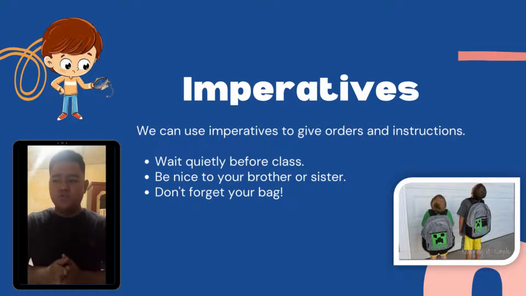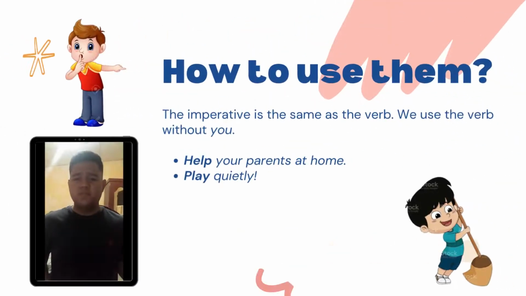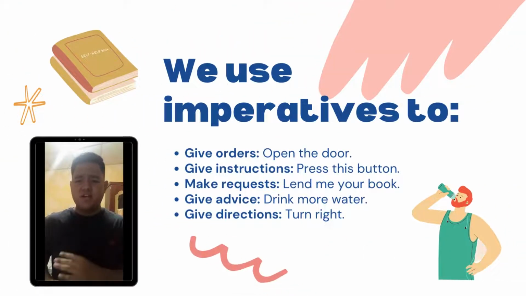And the examples: wait quietly before class. Be nice to your brother or sister. Don't forget your bag. How to use them? How to use imperatives? They are very easy, right? Imperatives are the same as the verb. We use imperatives without the subject, you or we, right? For example, help your parents at home. Play quietly. But of course, we can use imperatives for other things, not just for giving orders and instructions.